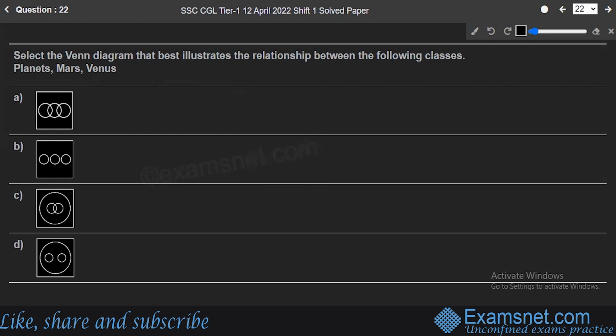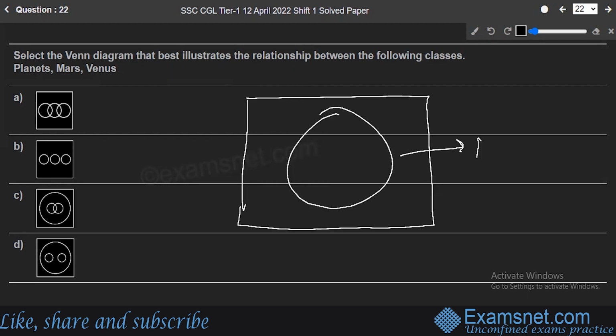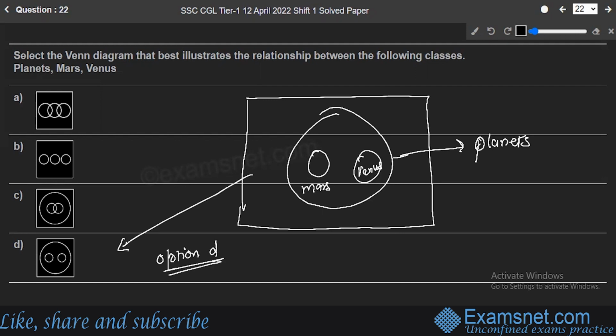Let's make a bigger one. Okay, this is the universal set, and this one represents the planet set, right? This is Mars and this is Venus. So they are two different planets which don't have anything in common. Only the fact is that they both are planets. So which one matches? Option D is the answer to the question. Hope you are clear. Next, question number 23.